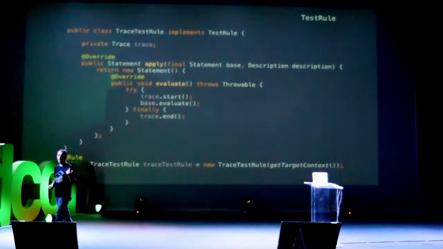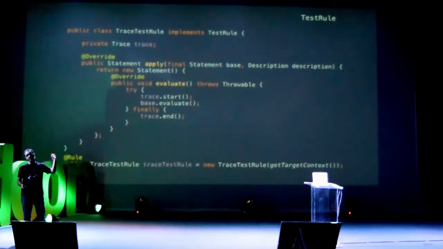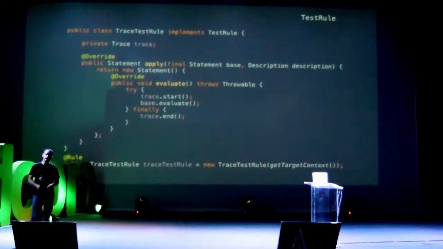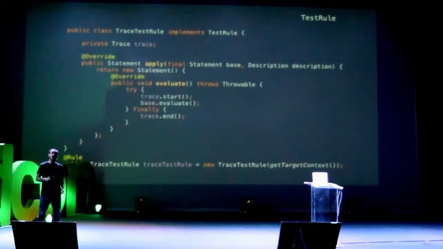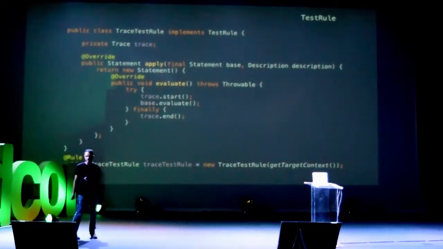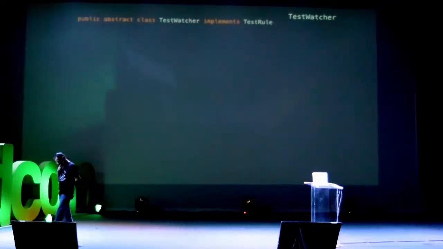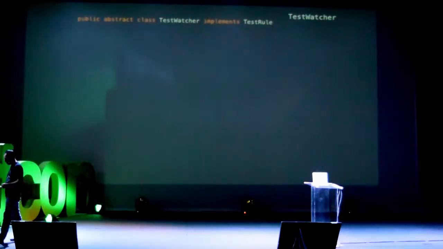And then how can we define the rule? Simple, in our test, we add the test rule, and it happens before every test, like the Before annotation, and ends after the test, like the After annotation, in every test. Okay, more concepts from JUnit.